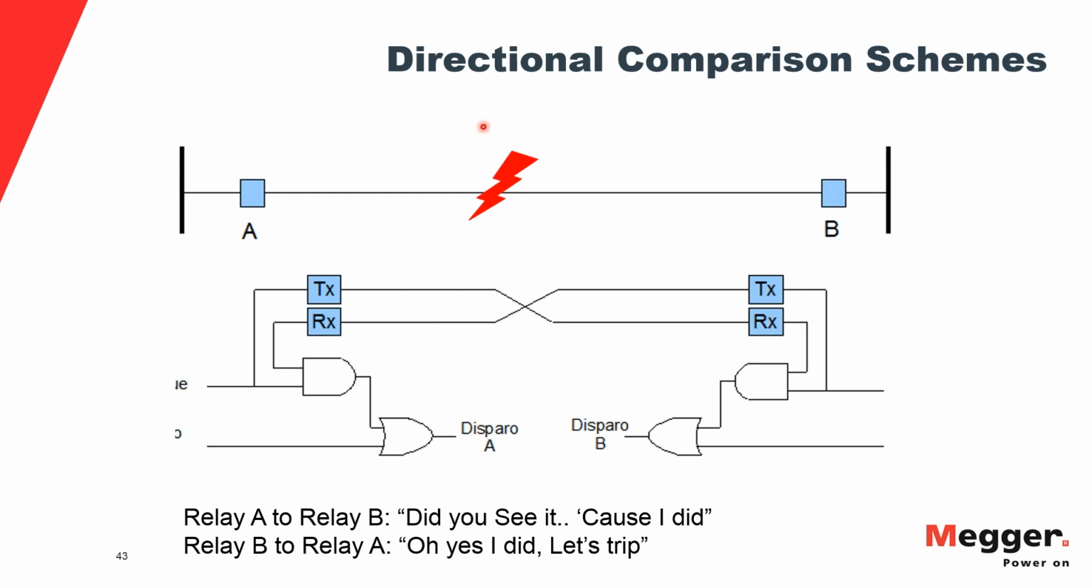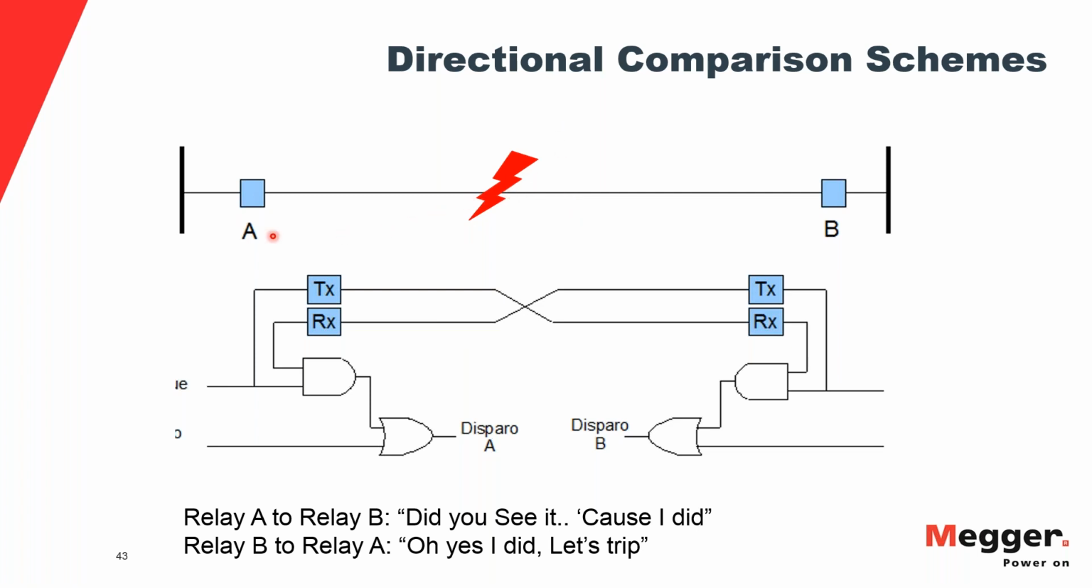Essentially, directional comparison schemes, what they do is you have several relays looking into a line, and both relays see the line, they both see the fault somehow, and they talk to each other somehow. So relay A says, hey, did you see the fault? Yeah, I did. Okay, let's trip. Essentially, that's the essence, even though there are many differences between them, and the first one that we're going to see actually doesn't require the permission from the other relay.